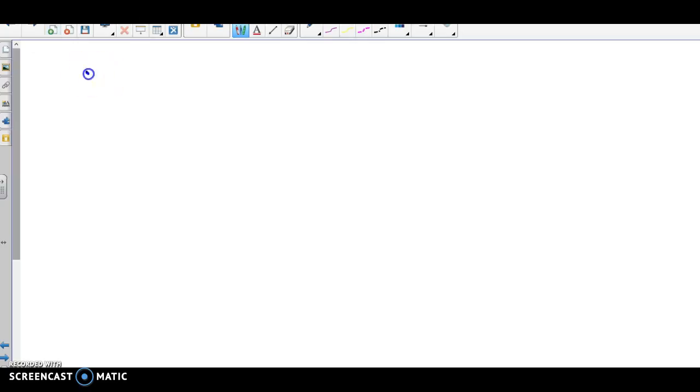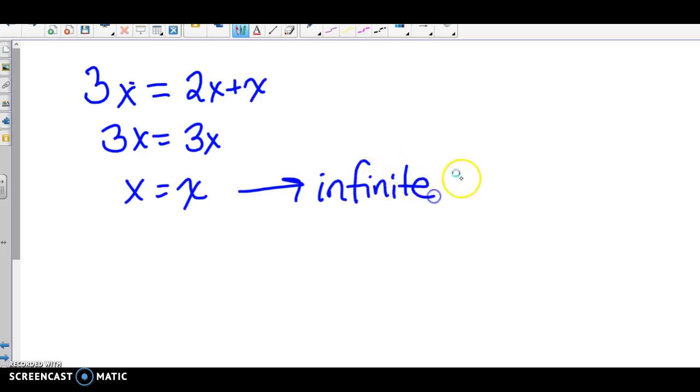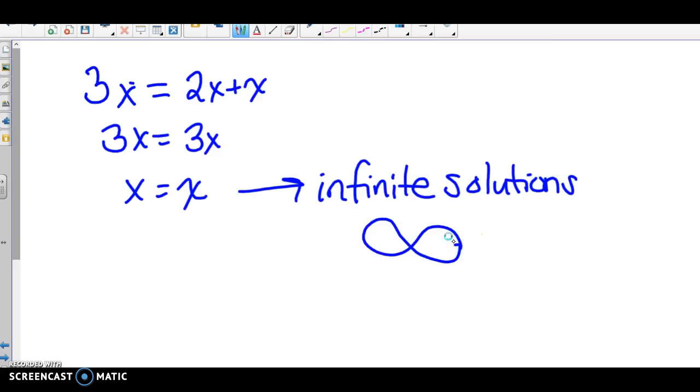When you have an equation that looks like x, my stylus is in slow motion. Say I have 3x equals 2x plus x. And you solve that and you get 3x equals 3x or x equals x. We learned in that case that there are infinite solutions, which means it doesn't matter what you plug in for x, it is always going to work.